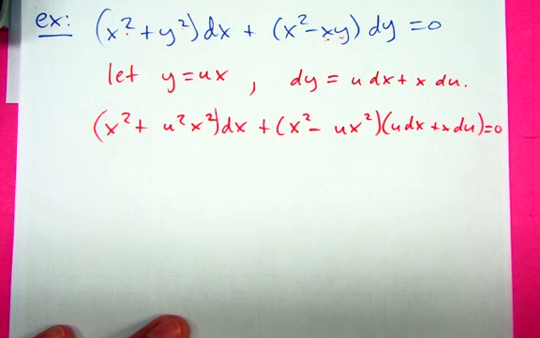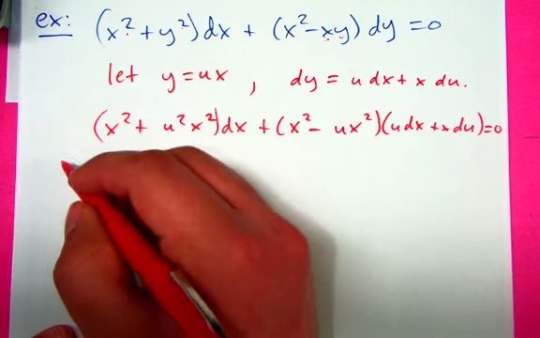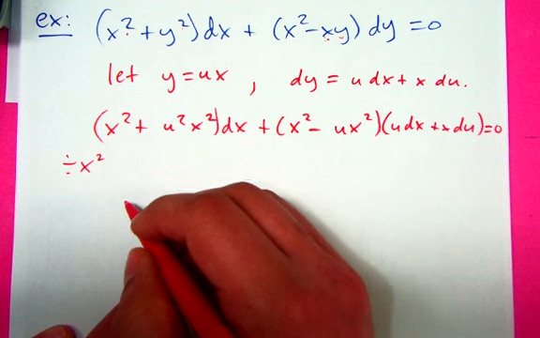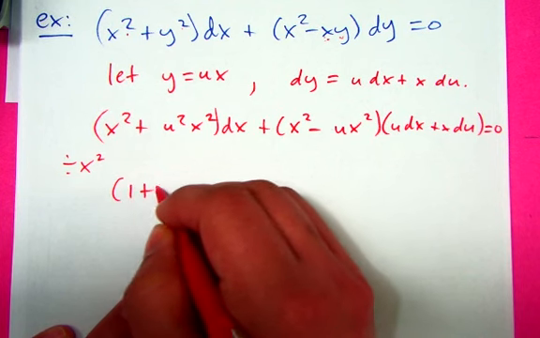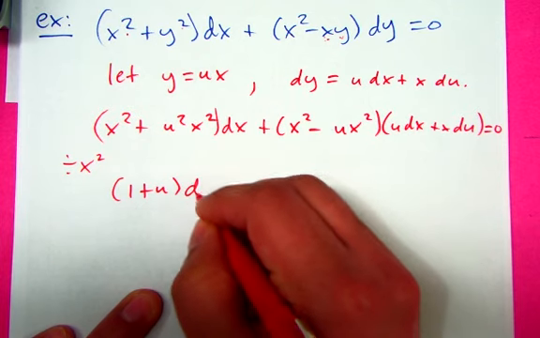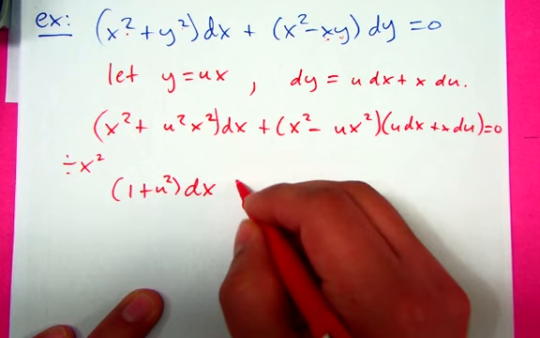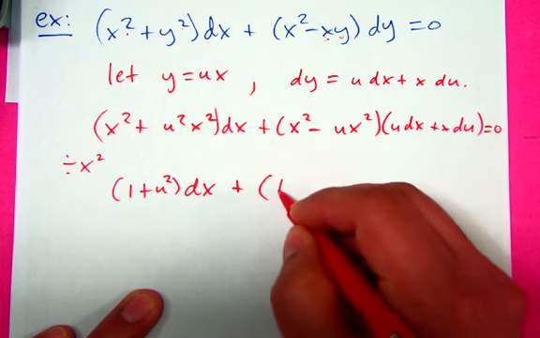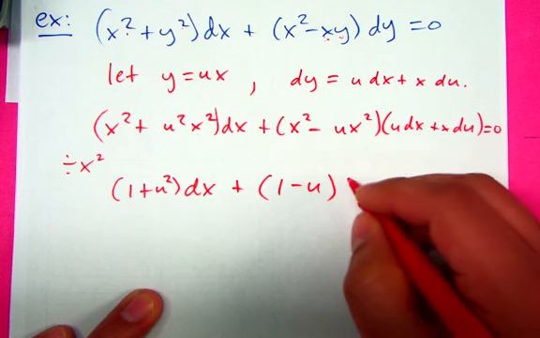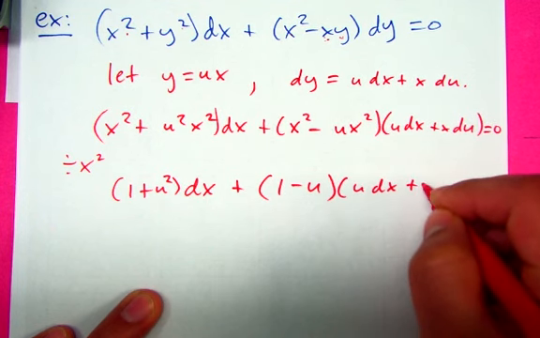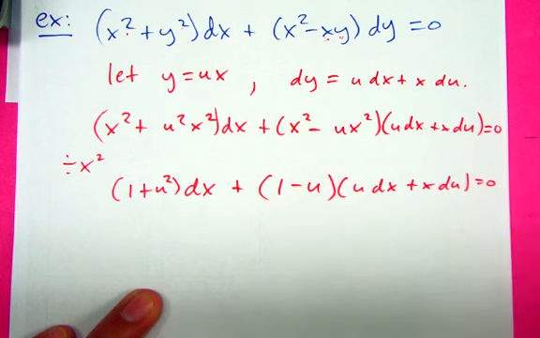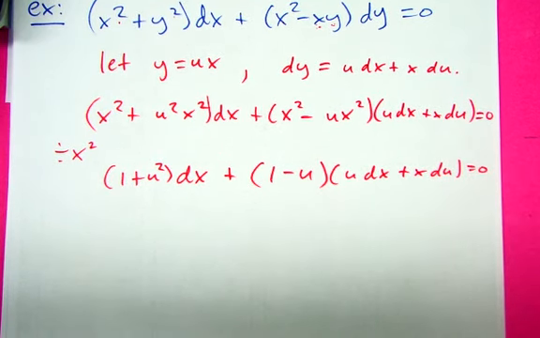Do you guys see what we're going to divide by here? If we divide everything by x squared, what do we get now? 1 plus u squared, thank you, dx plus 1 minus u. I don't know what you were thinking, but I'm glad you answered it.